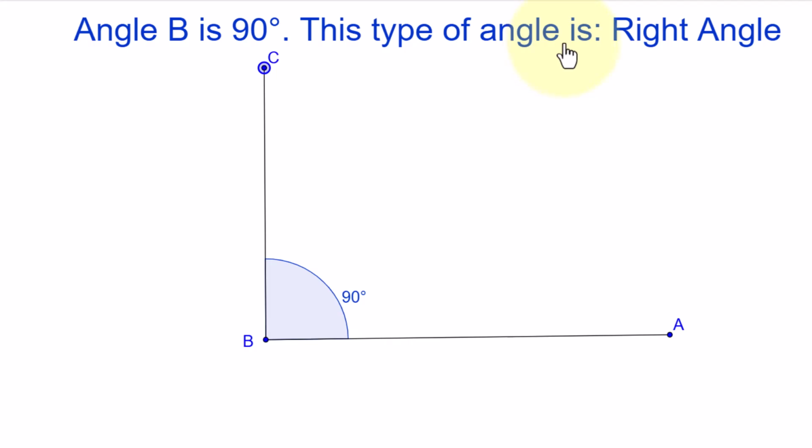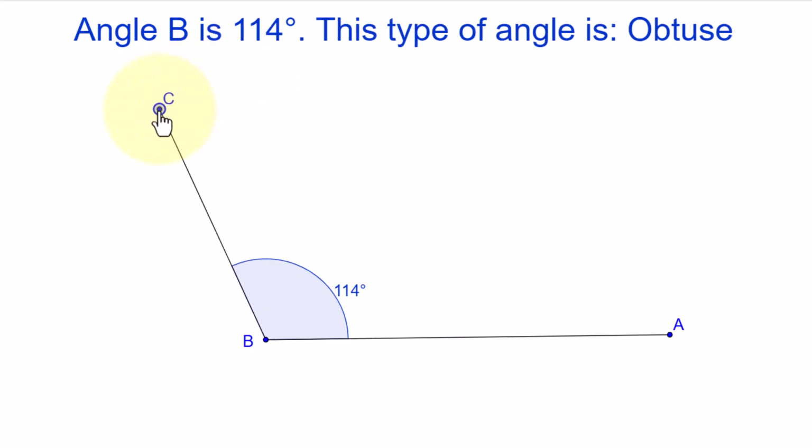This type of angle is a right angle because the gap, or the space, or the opening between the two lines is 90 degrees. So that angle is called a right angle. Please take note of that. And AB and BC are the arms. If I keep turning this angle, now it's greater than 90 but less than 180. This is what we call an obtuse angle: an angle between 90 and 180 degrees.